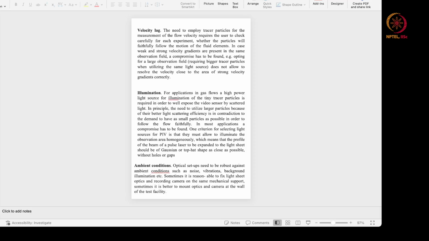One criterion for selecting a light source for PIV is that it must allow you to illuminate the observation area homogeneously, easier said than done, which means the profile of the beam will be expanded into a light sheet. It will be Gaussian or a top hat profile as closely as possible without any holes or gaps. So we already know what Gaussian beams are, so you need very high quality lasers. And the ambient conditions are also important in the sense that the optical setup needs to be robust against ambient conditions, noise, vibrations, background illumination.